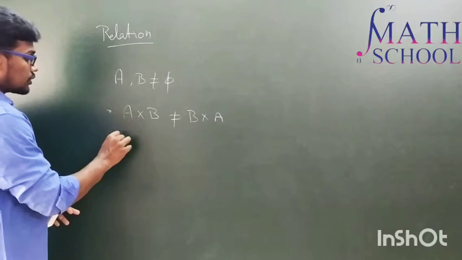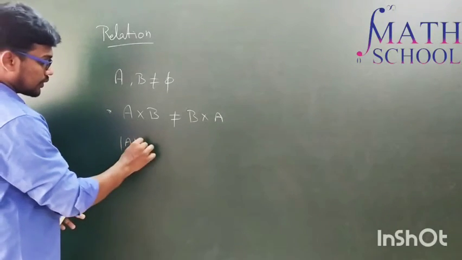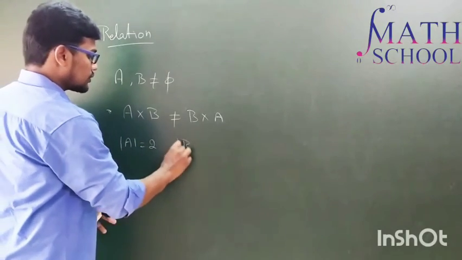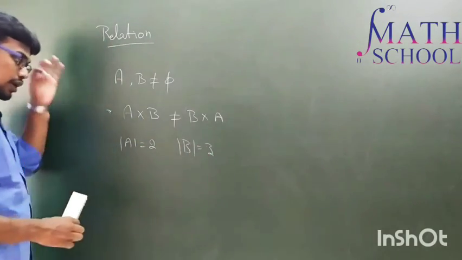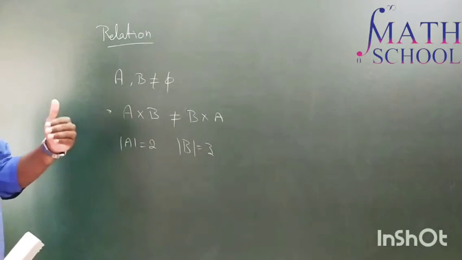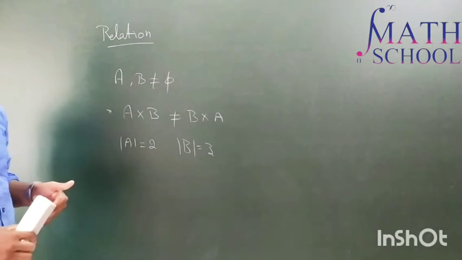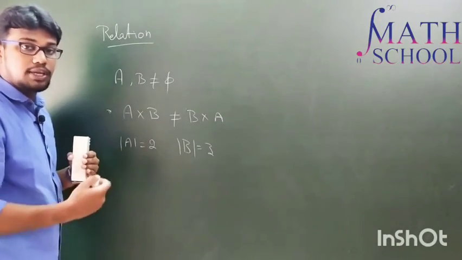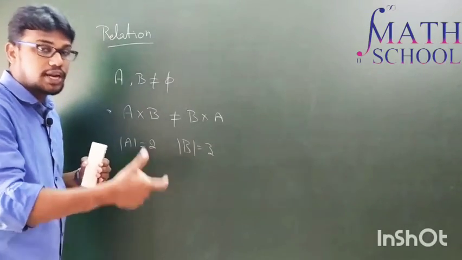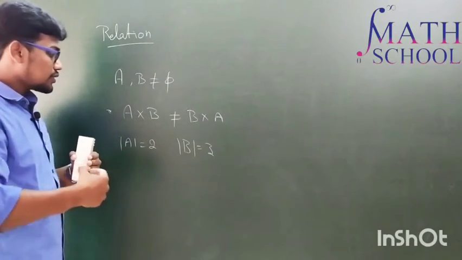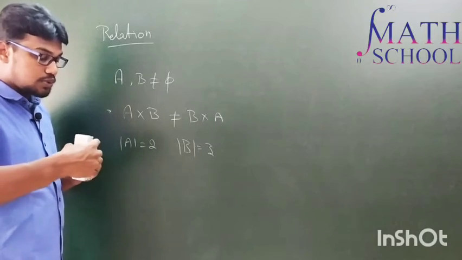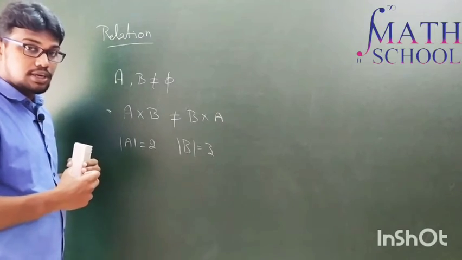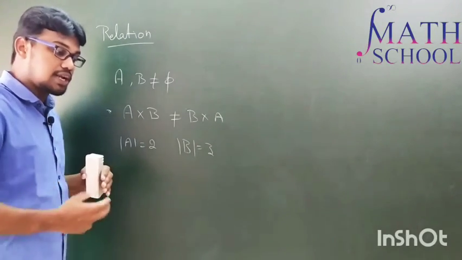Next, suppose my set A has some n elements, let me take a number, say 2, and B has say 3 elements. So how many relations can I define from A to B? What do we mean by a relation from A to B? Any subset of A cross B is called a relation from A to B. So if we find how many subsets we can define on A cross B, that many relations we can define from A to B.